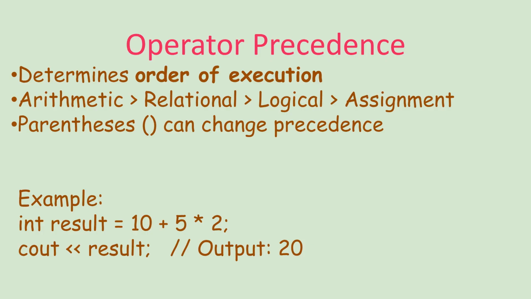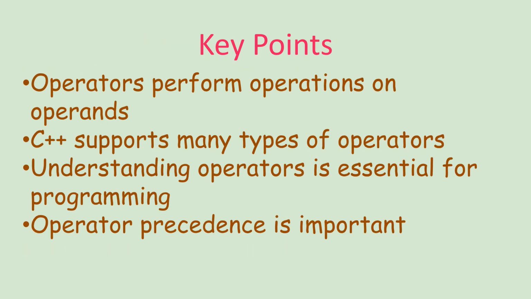Operator precedence determines the order in which operators in an expression are evaluated. Parentheses can be used to override the default precedence. To summarize, operators perform operations on operands, and C++ supports various types. Understanding them and their precedence is fundamental for programming.